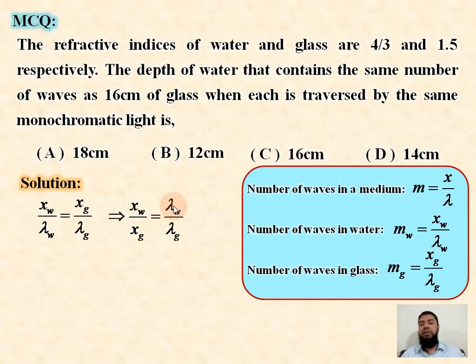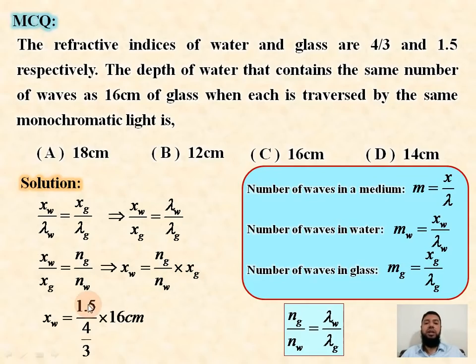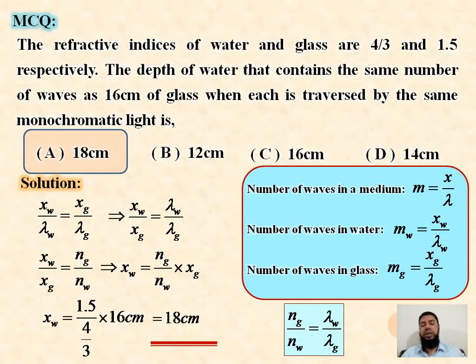We learn that the ratio of wavelengths in two mediums is nothing but the relative refractive index. Lambda w by lambda g is nothing but the refractive index of glass with respect to water. Hence, xw by xg is equal to ng by nw. We need the depth of water, hence xw is equal to ng by nw into xg. Let us substitute the values. Refractive index of glass 1.5, refractive index of water 4 by 3. The thickness of the glass is 16 centimeter. On simplification, its value is 18 centimeter. Hence the correct option is option A, 18 centimeter.